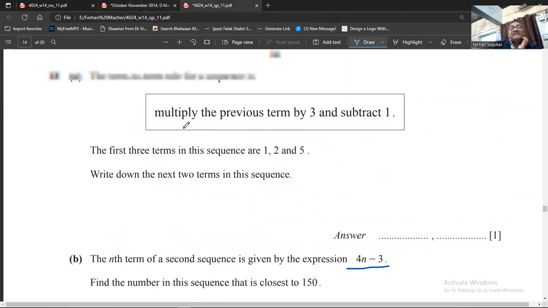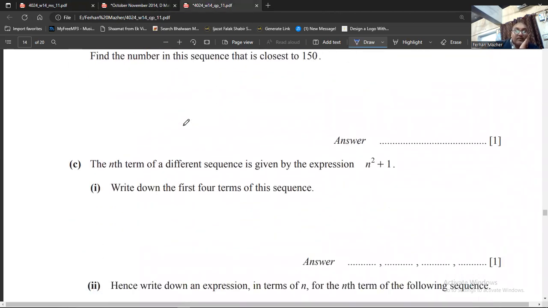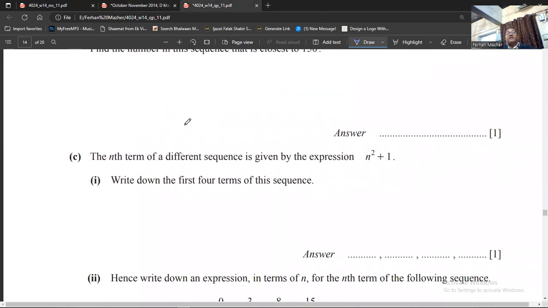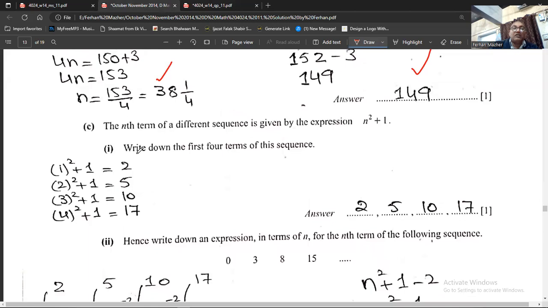Question number 18, and it's C part. The nth term of a different sequence is given by the expression n square plus 1. Write down the first 4 terms of this sequence. So first substitute 1 in it, then 2, then 3, then 4. In the place of n, I will substitute 1, 2, 3, and 4.